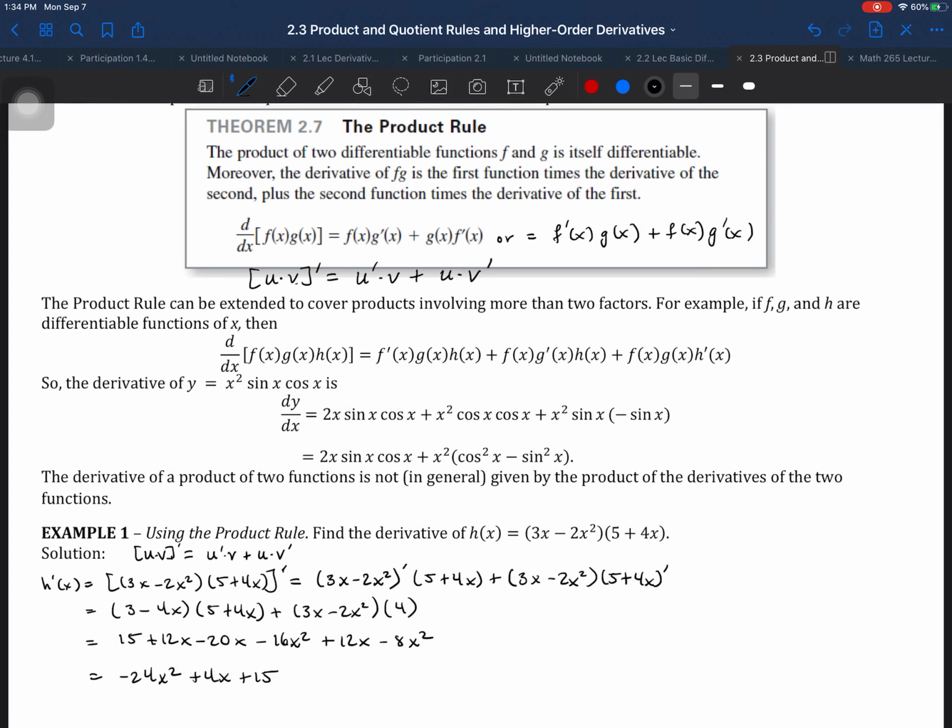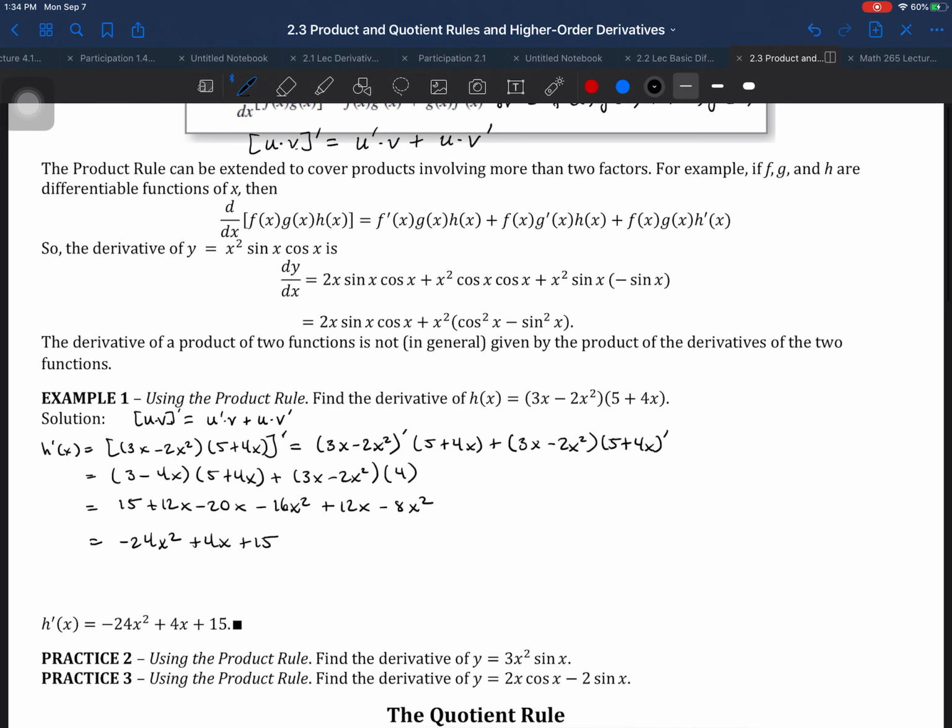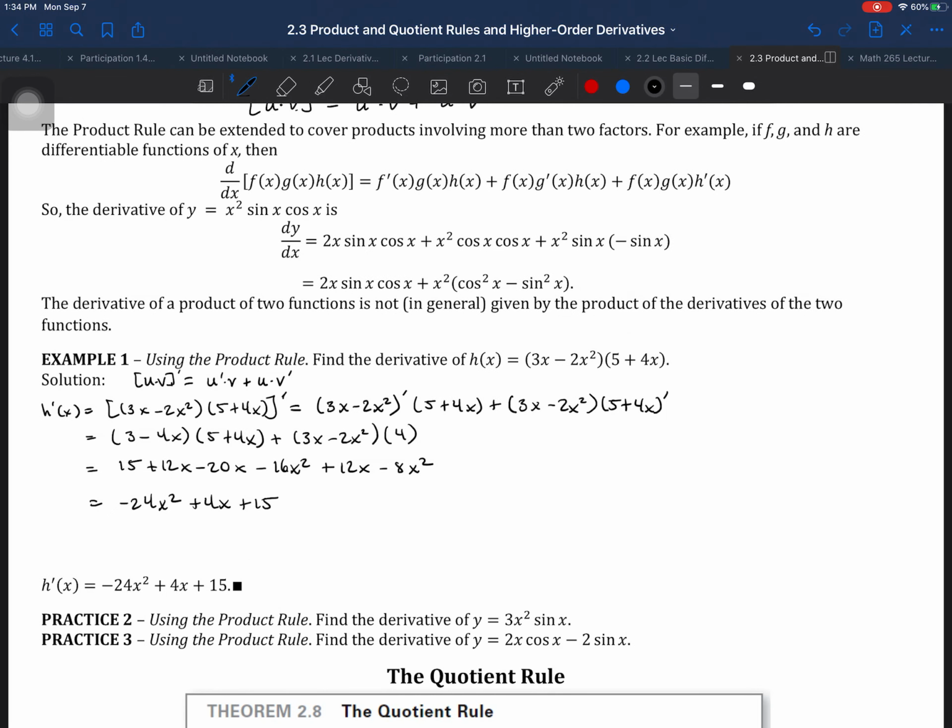This rule can be extended to the product of three functions, and it becomes three terms in that way. So let me just jump in first to an example. You guys can see how this can be done.